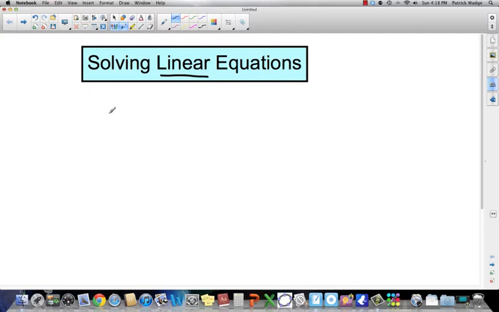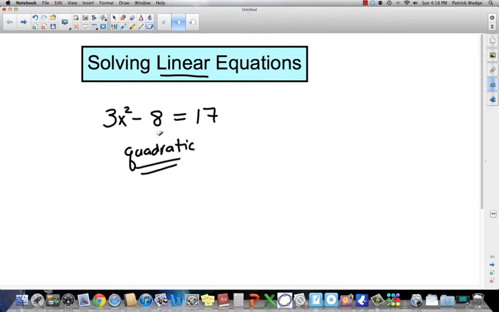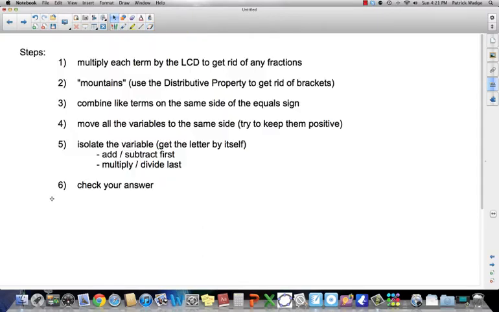Linear has to do with the fact that there won't be any x squareds or x cubes or anything like that. So something like 3x minus 8 equals 17, that is a linear equation. But if it was 3x squared minus 8, it's no longer linear. That's called quadratic, and that's what we're going to spend lots and lots of time in grade 11 working on. But we can't do those with what we know from grade 8, 9, 10, okay?